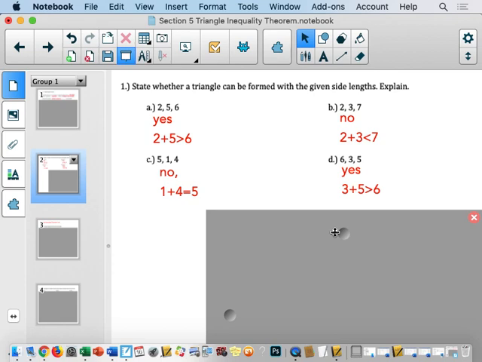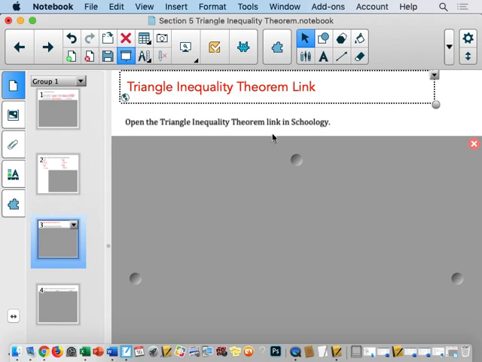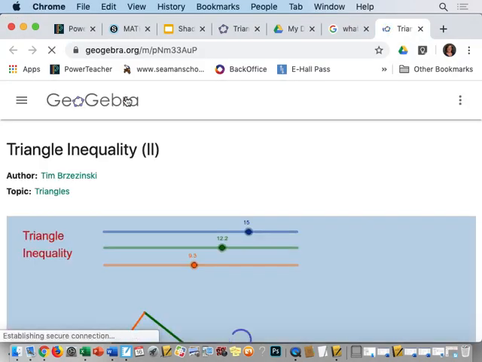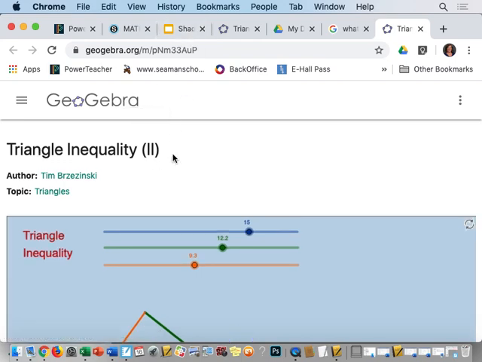So that's just one part of exploring the triangle inequality theorem. The other part is, what if I only give you two side lengths? What is the possibility for the third? I have a little website that is in Schoology. If you guys and gals in this room want, you can just watch along, or you can get into Schoology and explore this with us. In Schoology, in the folder for today, there is a GeoGebra link titled Triangle Inequality.